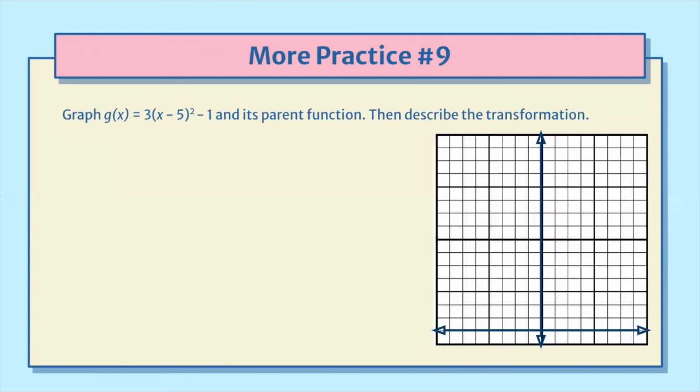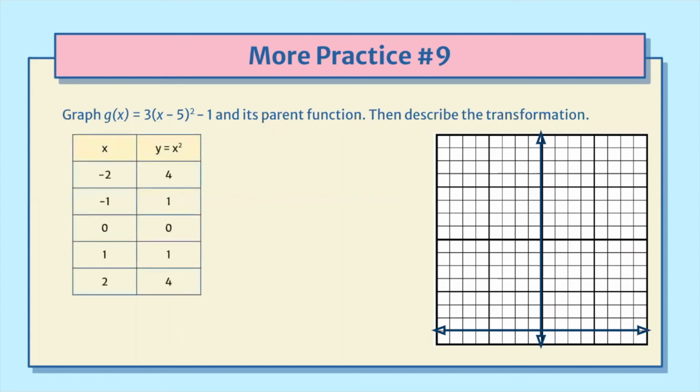Here is the final practice problem. We have g of x equals 3 times (x minus 5) squared minus 1. Here are the points for the parent function, so we're going to graph that. Since this is a transformation left or right, we can't really plug in these numbers as we saw before to get the whole shape of the parabola.